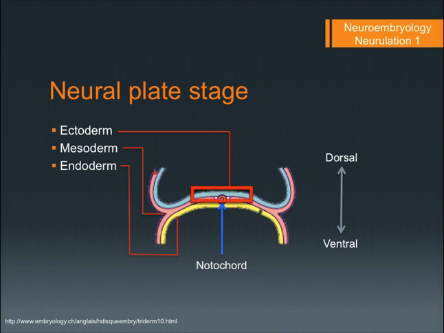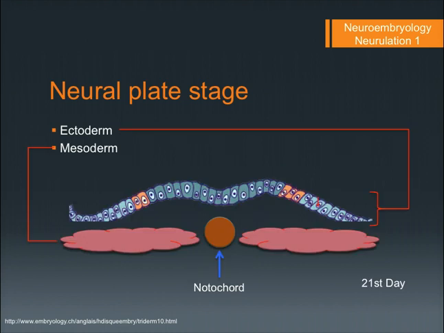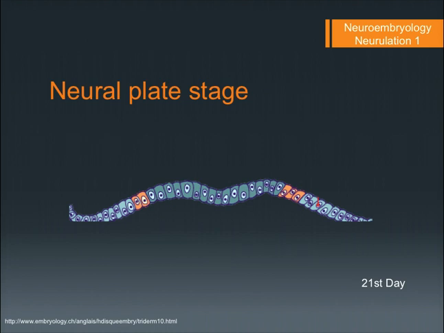So let's just concentrate on this section for simplicity's sake so we can see what's going on. So let's zoom in there. Okay, so the ectoderm overlying the mesoderm and the notochord. And you can see some differences already in the ectoderm. So let's just take away the mesoderm and the notochord for simplicity's sake.